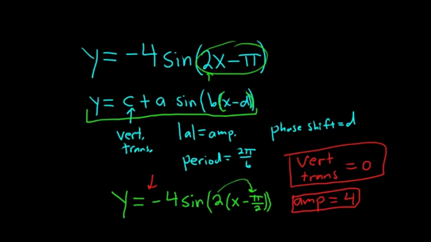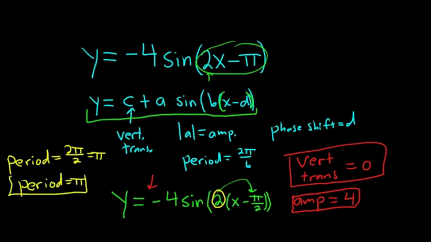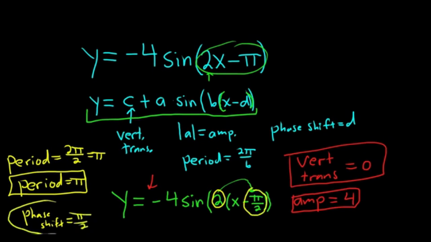All right, what else do we have? The period. So the period is 2 pi over b. So here b is 2. So the period is simply 2 pi over 2. So the period is just pi. So the period in this problem is equal to pi. Good stuff. And what else? Oh, the phase shift, right? That's our little d. And where is little d? It's right here, pi over 2. So the phase shift is pi over 2.